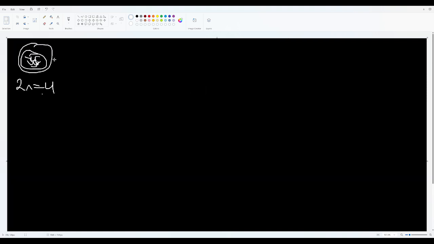So we start off with the same cell, right? 2n equals 4, nothing special here. Now a special signal comes in and says, okay, you've got to start making sex cells. So this cell is now going to turn into a gamete. A gamete is just another word for a sex cell. So you have gametes and you have somatic cells. Gametes are sex cells. Somatic cells are just normal body cells, meaning your lymphocytes, your adipocytes, your skin cells, your brain cells, all of those.